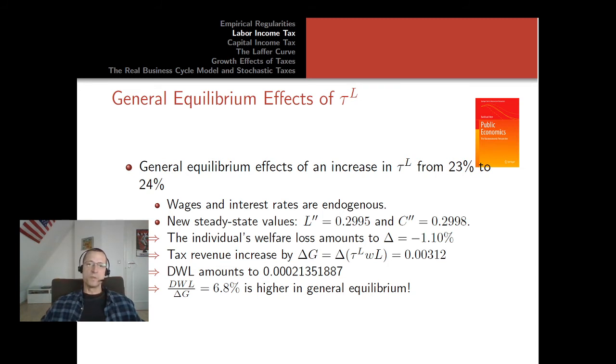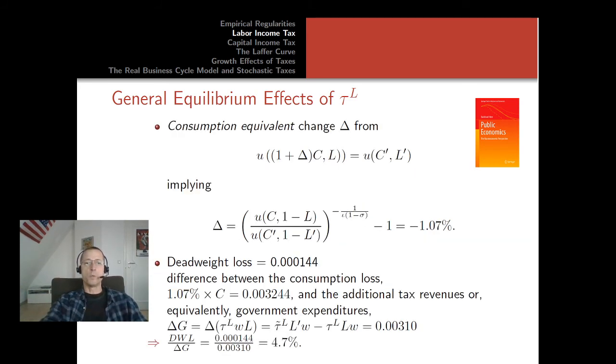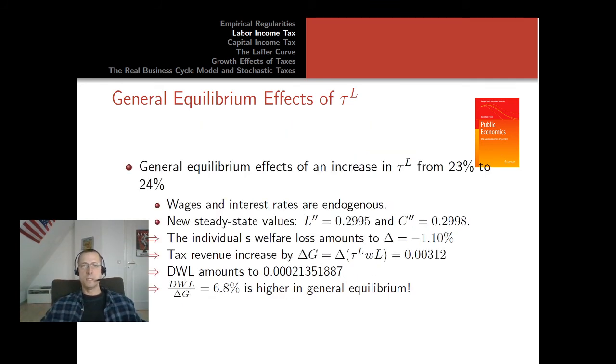We can again compute tax revenues and the deadweight loss, which is now significantly higher. It amounts to 0.000213. And our deadweight loss relative to tax revenue is now 6.8%. So if we compare this to the partial equilibrium effect, where it was 4.7%, we see an increase in the deadweight loss, and this results from the general equilibrium effects, from the effects of lower labor supply on total income and hence on total savings and the capital stock.